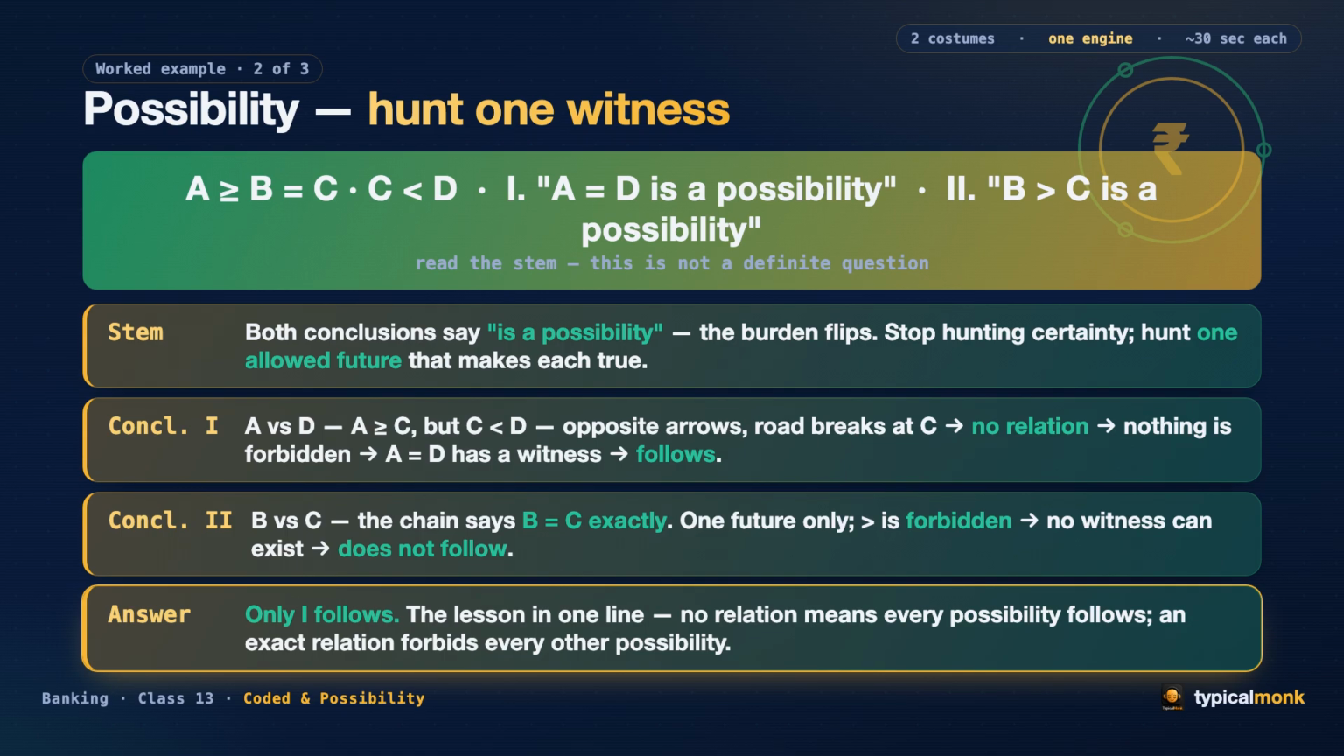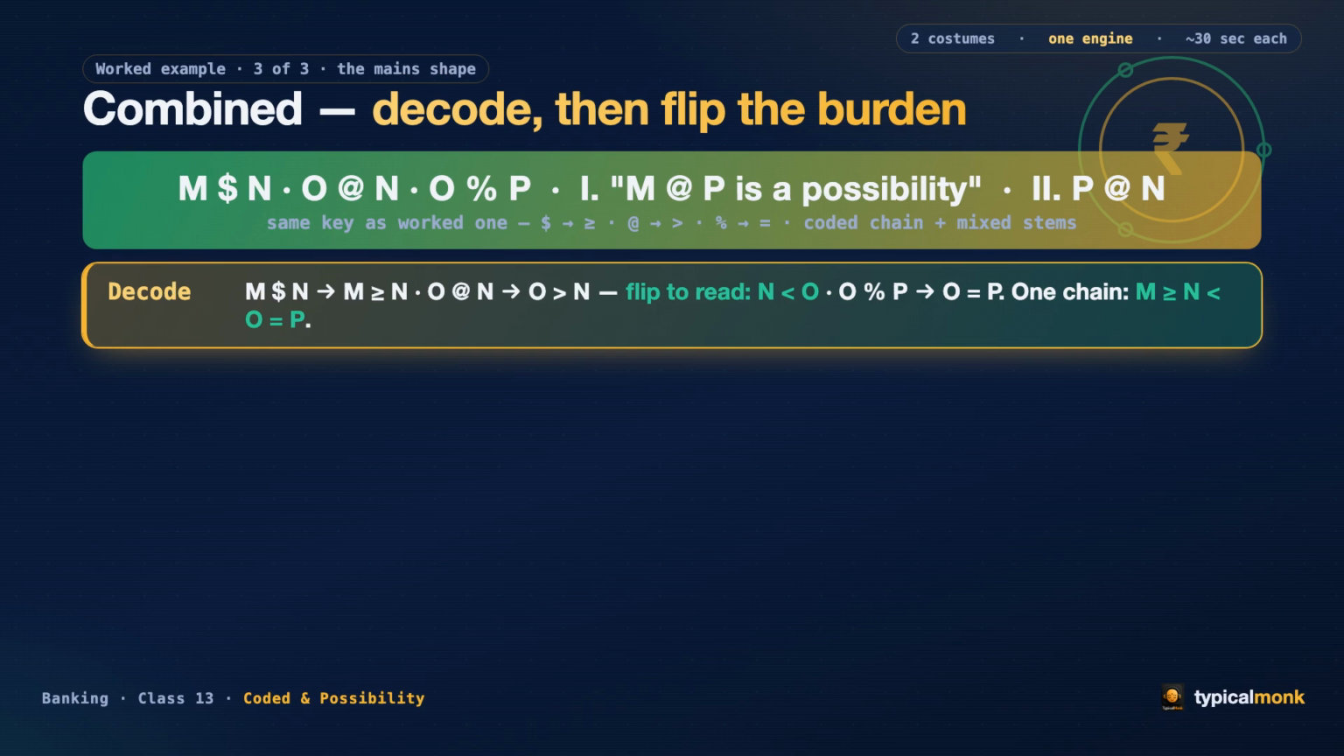The lesson in a single line. No relation and every possibility follows. An exact relation and every other possibility is forbidden. The third worked example, the true main shape, a coded chain and mixed stems inside one question. The key is the same as worked 1. Dollar meaning greater than or equal to, at the rate meaning greater than, percent meaning equal.